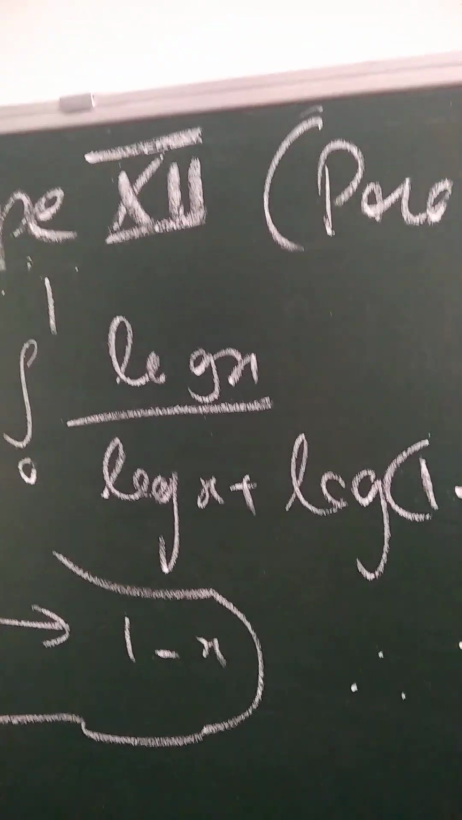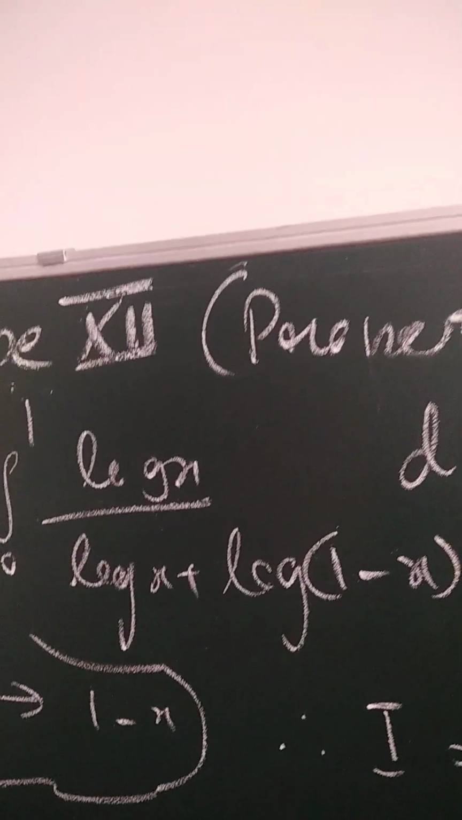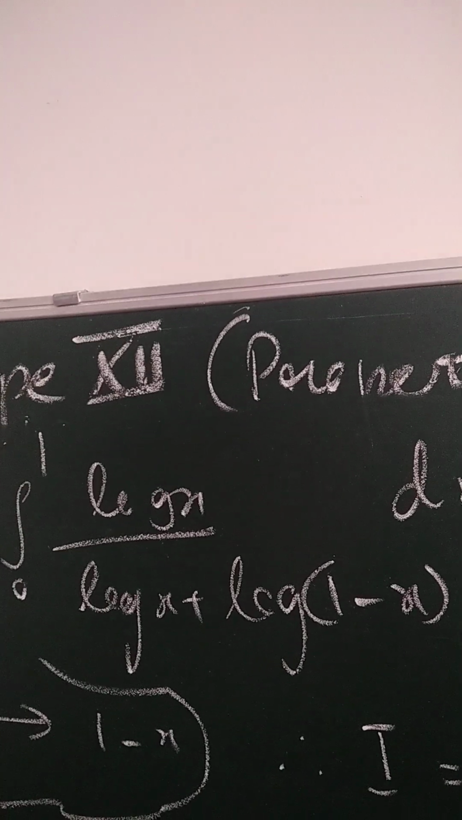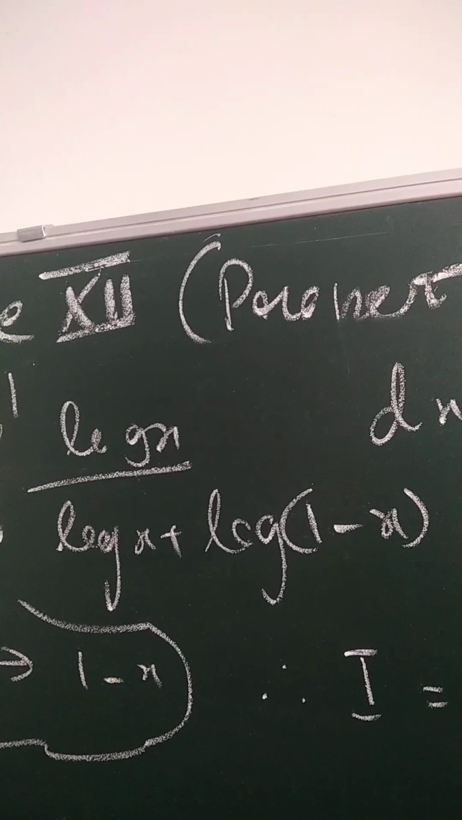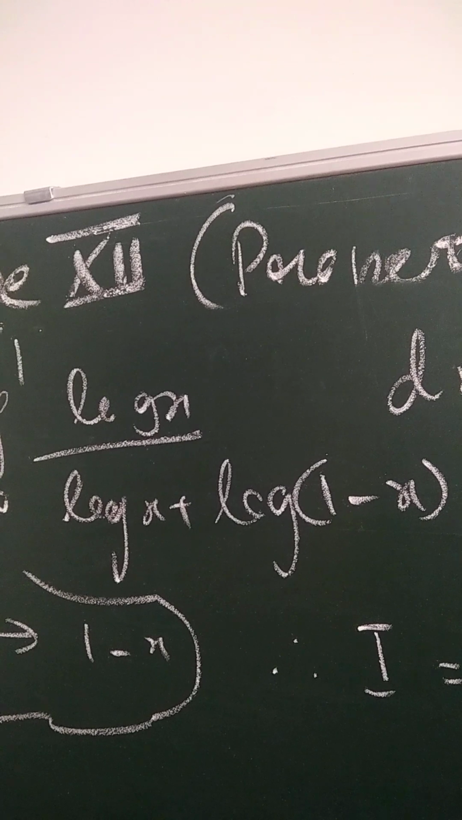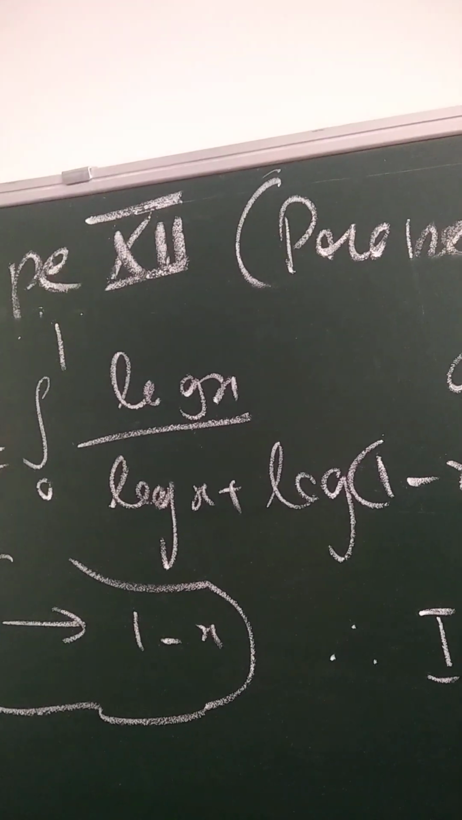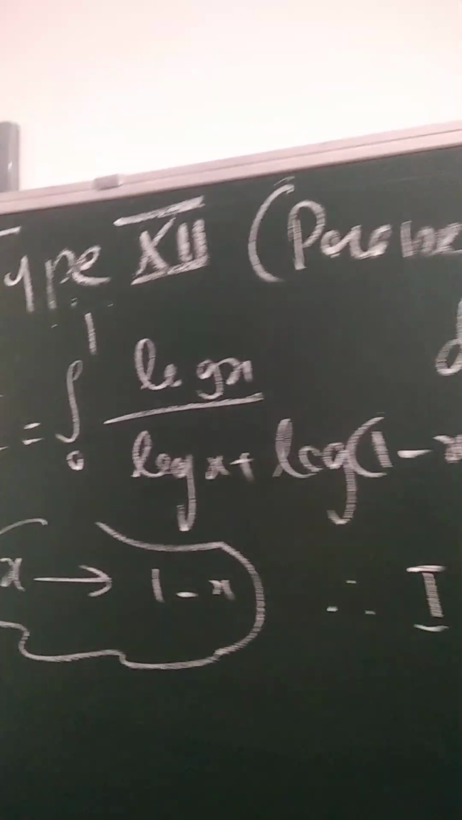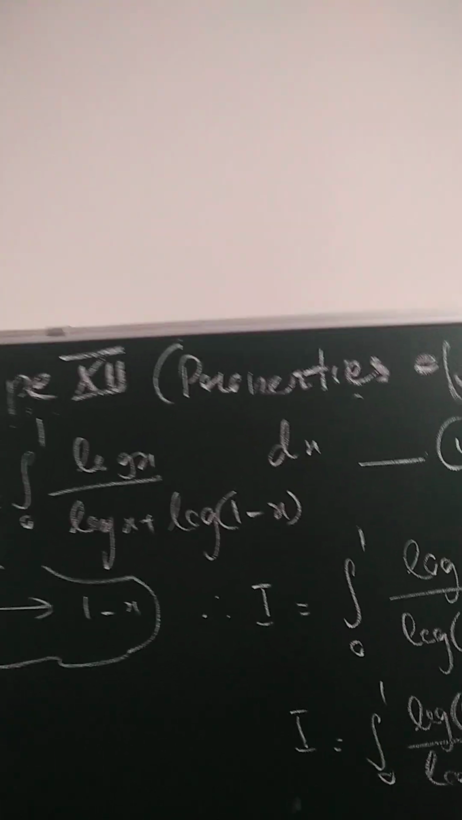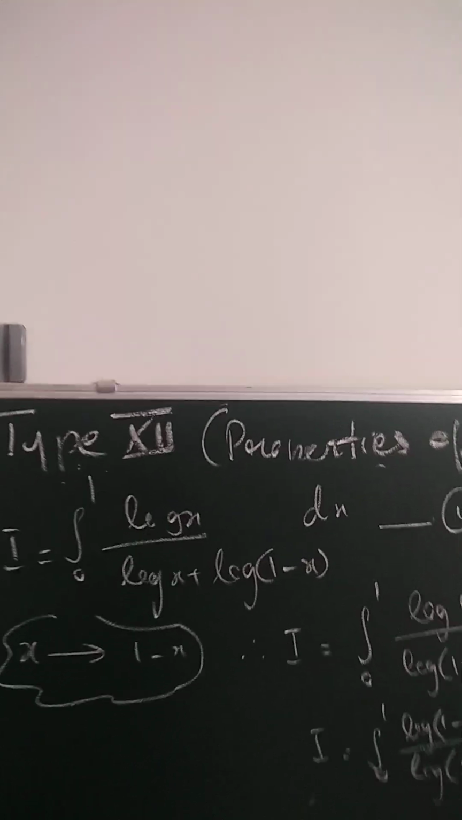Question number 4. The integral from 0 to 1 of log x divided by log x plus log of 1 minus x dx. We identify this question by thinking it can't be done using the normal method and the lower limit is 0. Take it as I. Name it equation number 1.